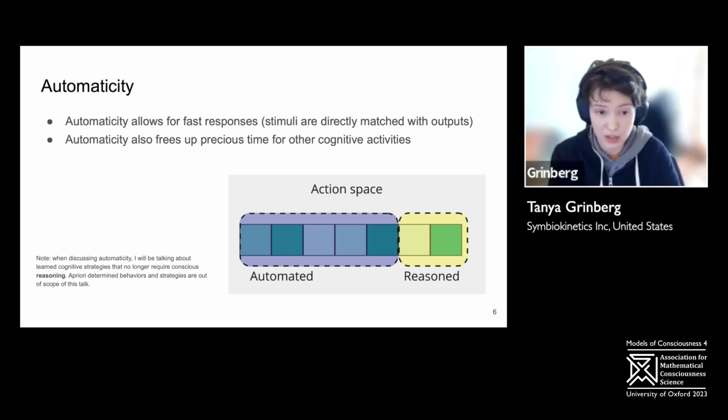Now, automaticity also frees up precious time for other cognitive activities, namely reasoning. A quick note: when discussing automaticity, I will be talking about learned cognitive strategies that no longer require conscious reasoning. I'm not talking about behaviors and strategies that are a priori determined. So things like automatic homeostasis in the body and other processes that are directly hardwired into the system are not within the scope of what I call automatic in this talk.